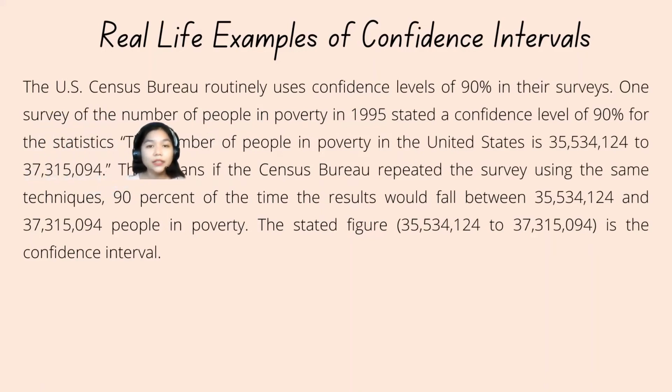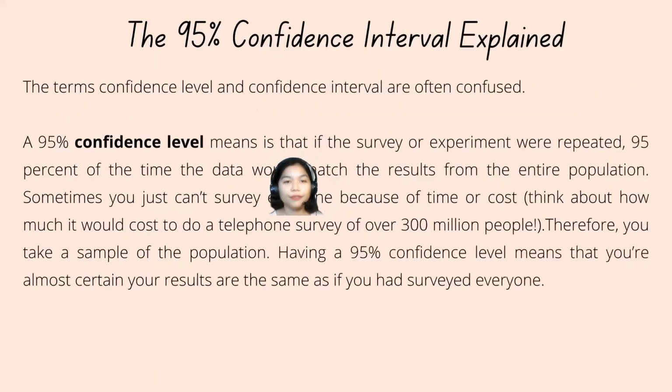That means that if the Census Bureau repeated the survey using the same techniques, the protocol must be the same, so there is no bias, 90% of the time, the results would fall between 35,534,124 up to 37,315,094 people in poverty. So the figure, or the numbers, is what we refer to as the confidence interval.